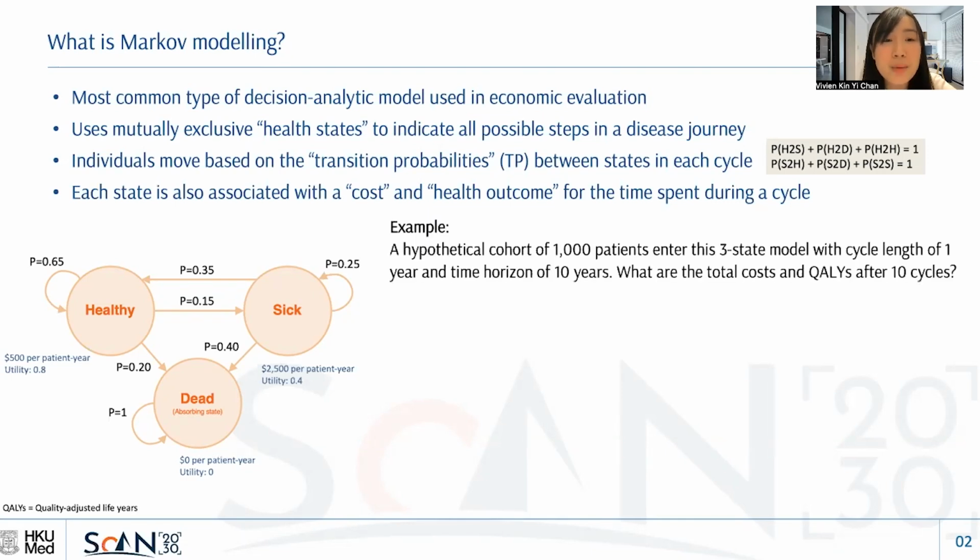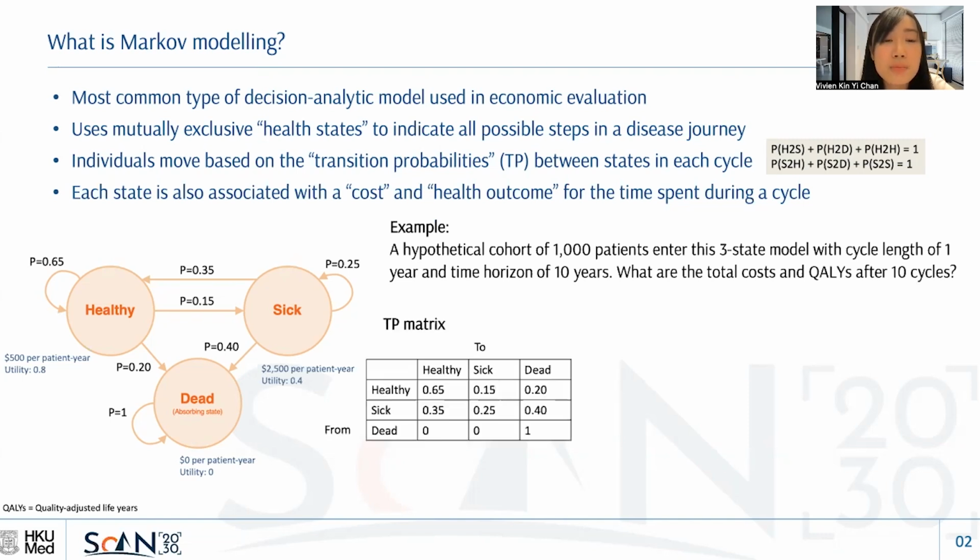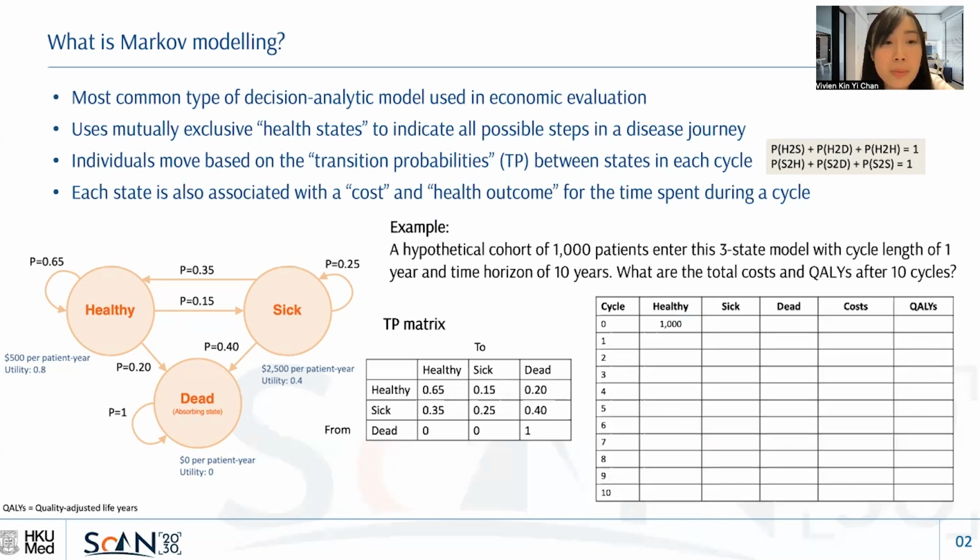Now imagine that we have a hypothetical cohort of 1,000 patients, and they enter this 3-state model with a cycle length of 1 year and a time horizon of 10 years. So what will be the total cost and QALYs after 10 cycles of simulation, or after 10 years? To calculate this, firstly, we can convert the transition probabilities into a matrix and also prepare a separate table to populate the figures. So now at cycle 0, we inject 1,000 patients into the model.